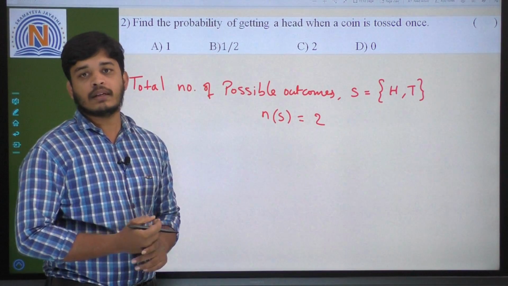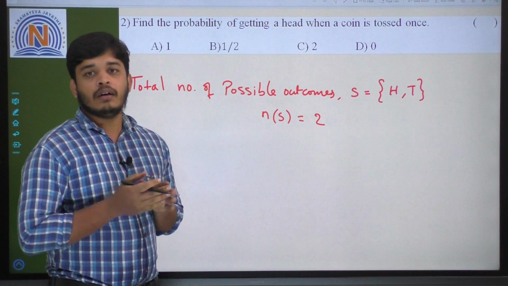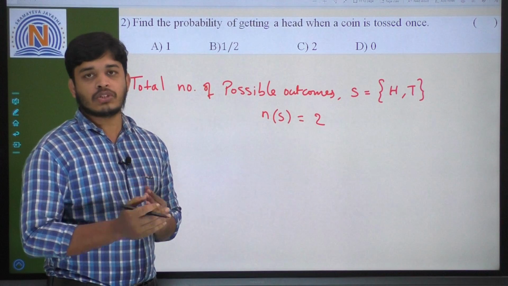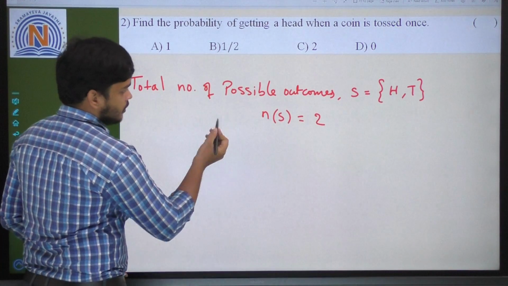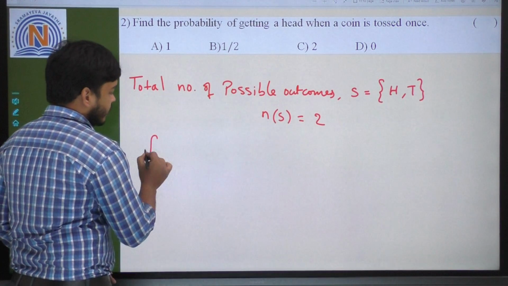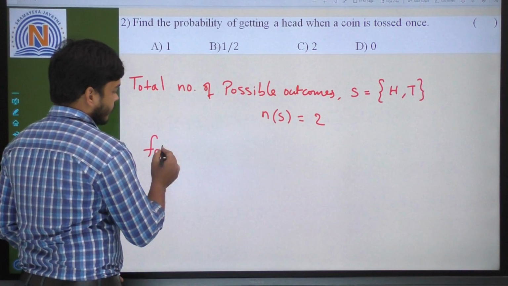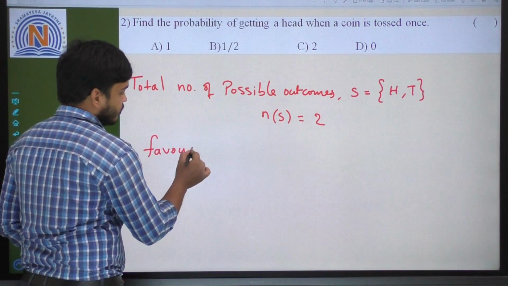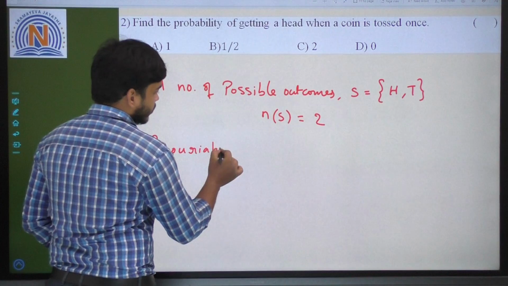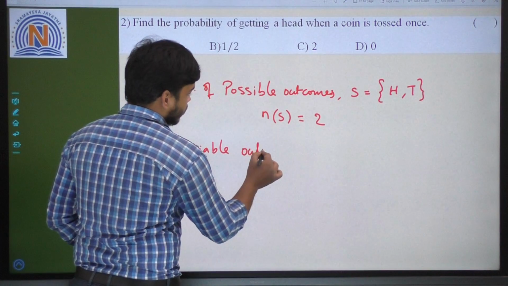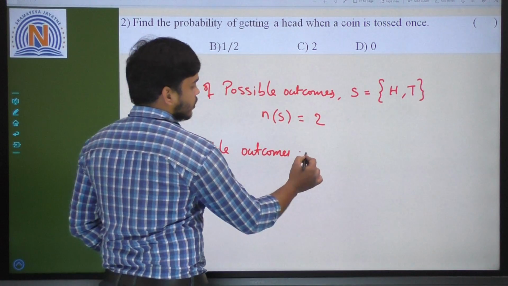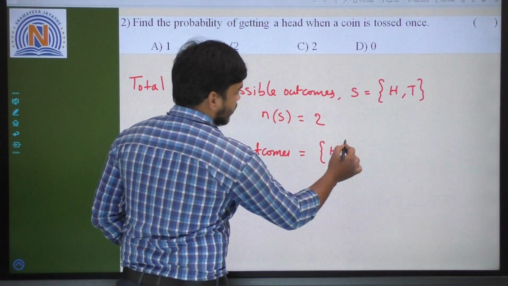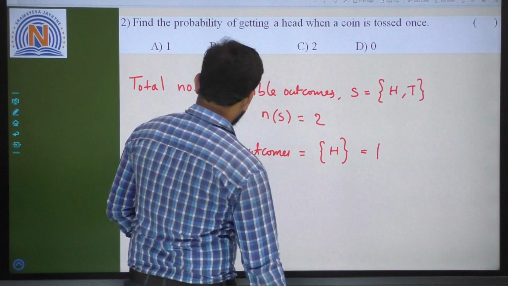Then what is he asking? He is asking about a head when a coin is tossed a single time. So possible outcomes is 2, and favorable outcomes to head. Favorable outcomes, so what are those? Only head is there, so it is equal to 1.